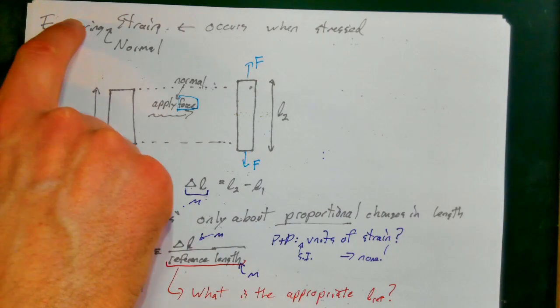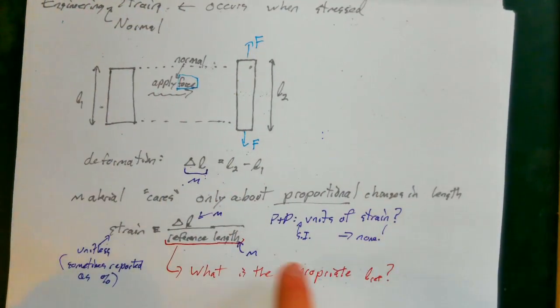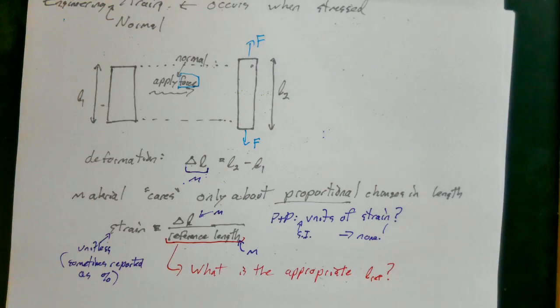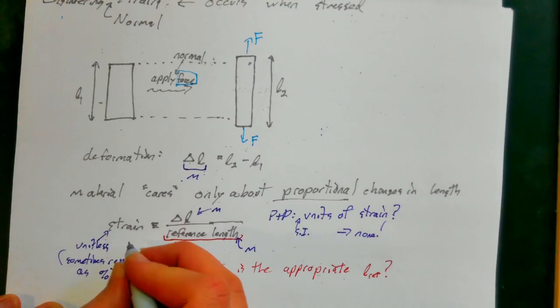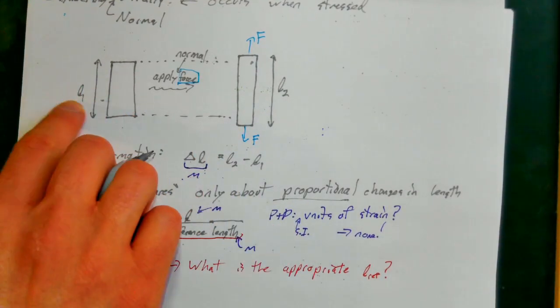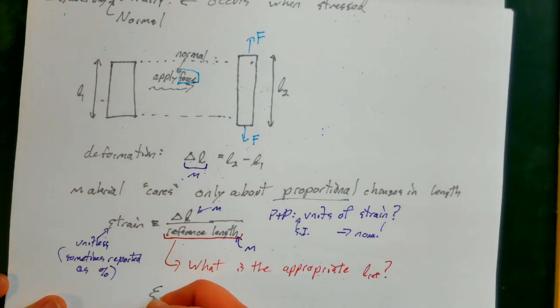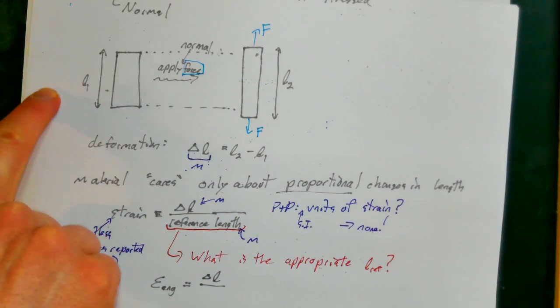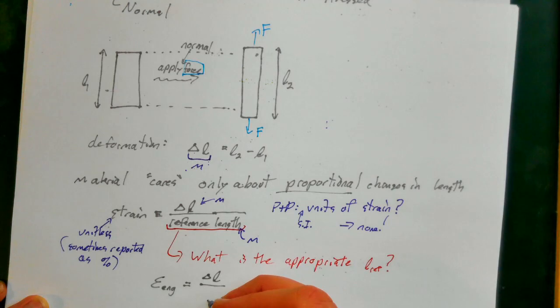For engineering strain, the reference length that we use would be the original undeformed length of the material. So I'll call this E. Our engineering normal strain is the change in length divided by what the original length was in the undeformed state.